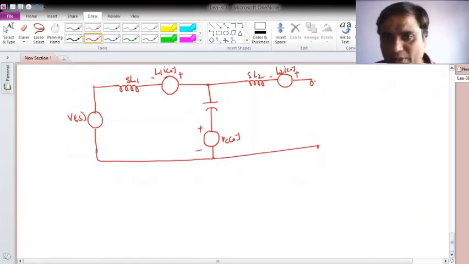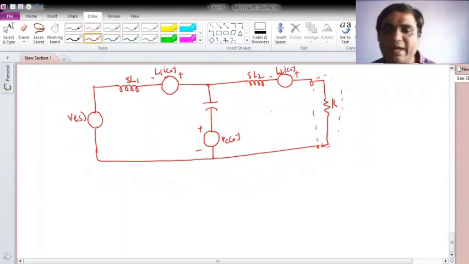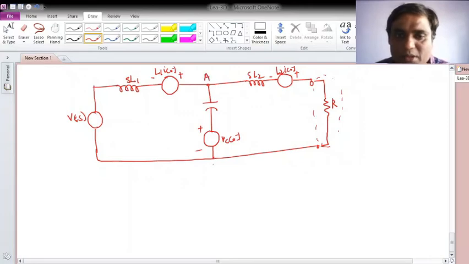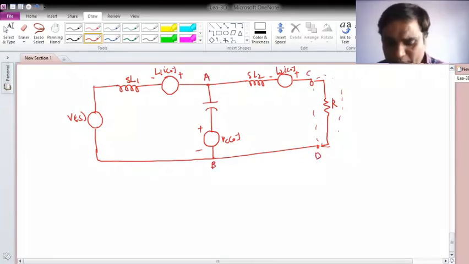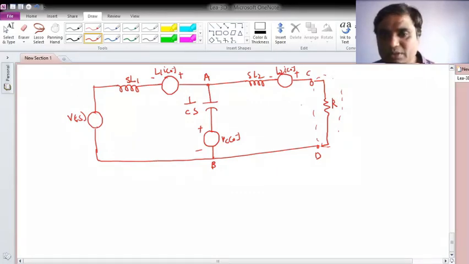It is something like this, and we open it, and then the load is connected as R here. So this is my load ZL and this is my network N. Now let me name it. This is terminal A, B, this is terminal C and D. So this will be 1 over CS. Okay, now what I have to do to find this voltage V0 of S.